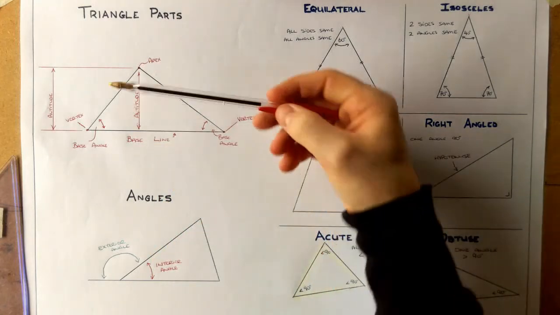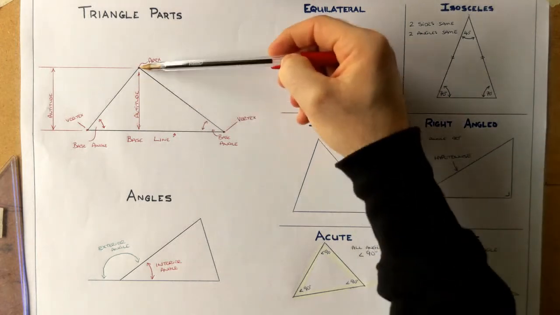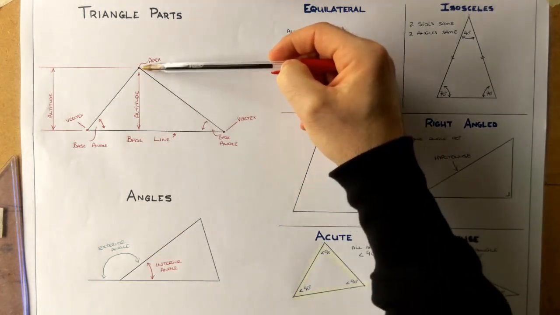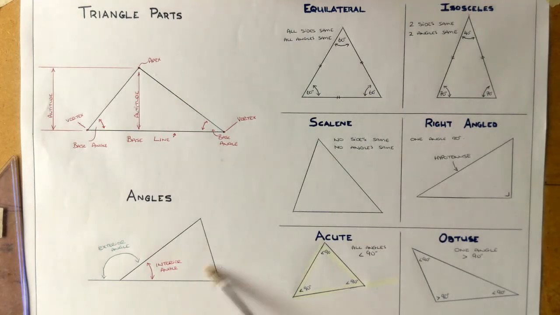And then the height, otherwise known as the altitude, is from the baseline up to the apex, okay? And that can be either a line in here, or you could actually bring it out from the outside, okay? Finally then, we also have angles, where we have the interior angle, which is the angles within a triangle, and the exterior angle, which is the angle outside of a triangle, on a straight line.